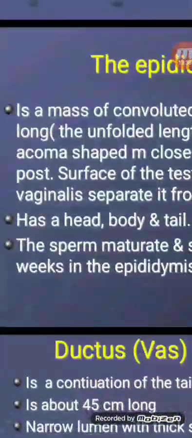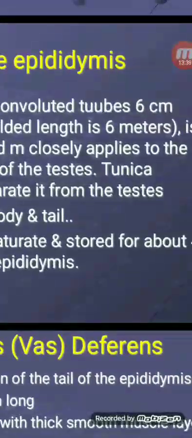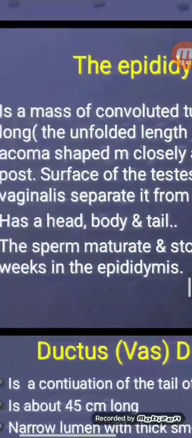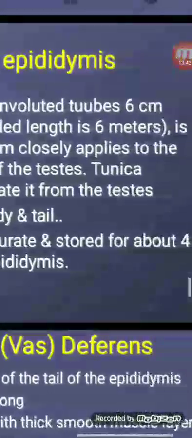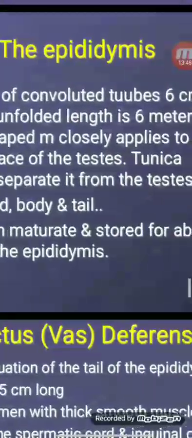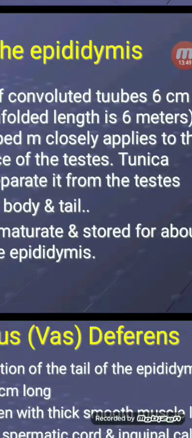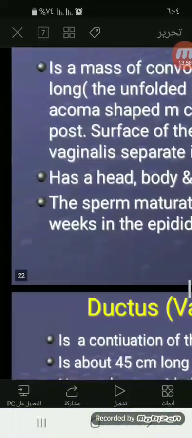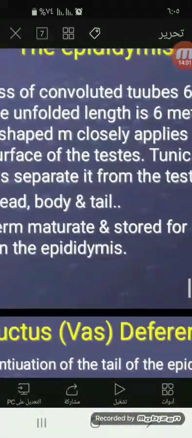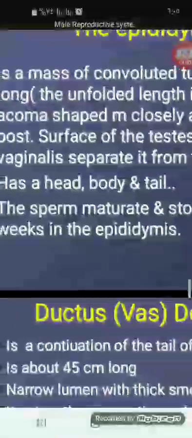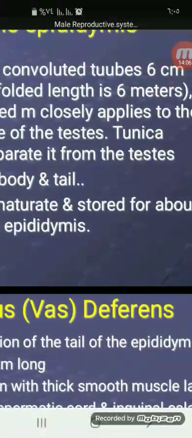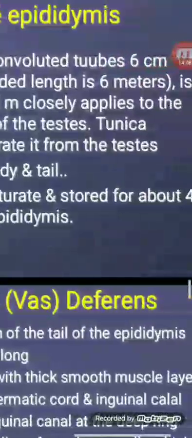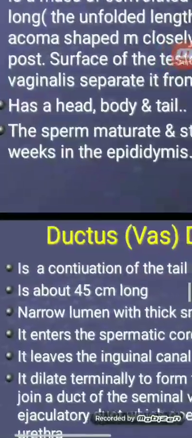The epididymis is a mass of convoluted tubules about 6 centimeters long. If it is unfolded, it is about 6 meters. If it is folded, meaning coiled, it's about 6 centimeters. If it is not coiled, it measures about 6 meters. It is comma-shaped, closely applied to the posterior surface of the testis. The tunica vaginalis separates it from the testis. It has the head.